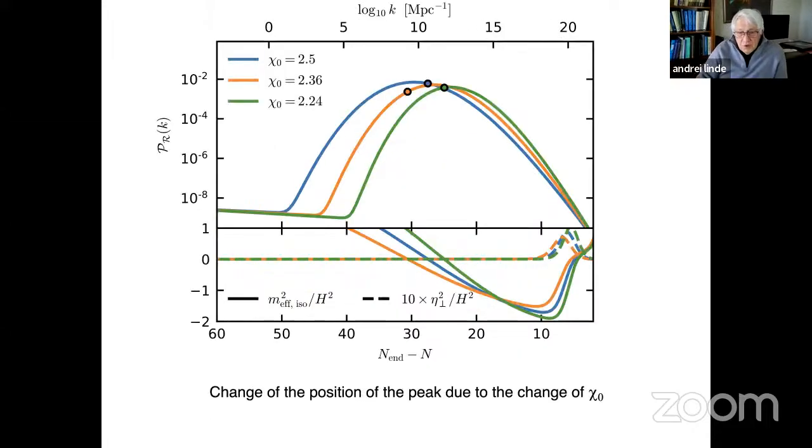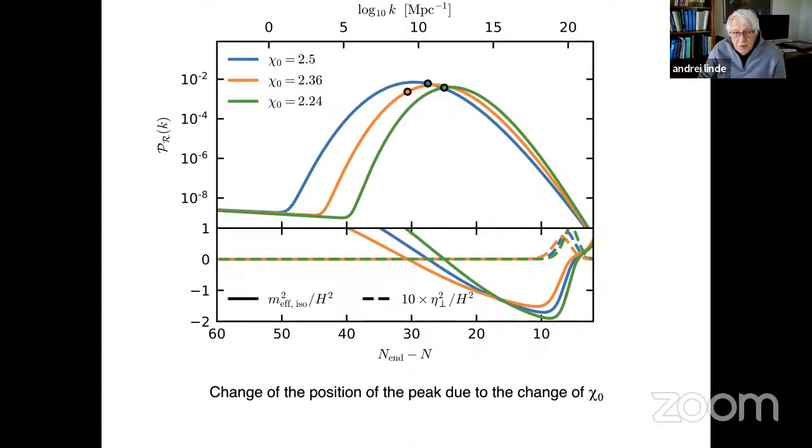Then we can change another parameter, chi0, which is the amplitude of spontaneous symmetry breaking. Again, if you take this chi0 in this particular model of the order of 2.5 in Planckian units, then this will be the blue line prediction. If we start decreasing it, then the top of the peak moves to the shorter wavelengths.